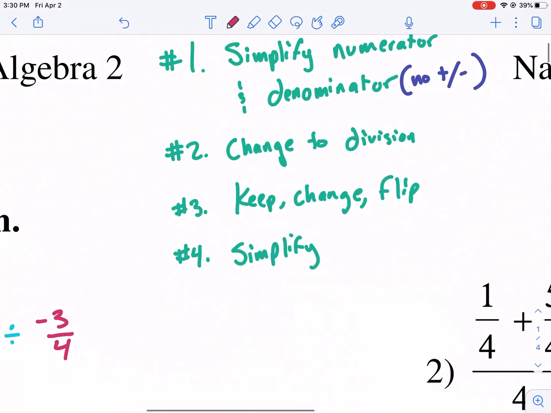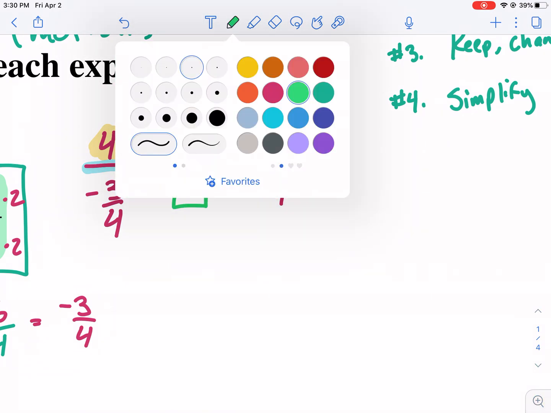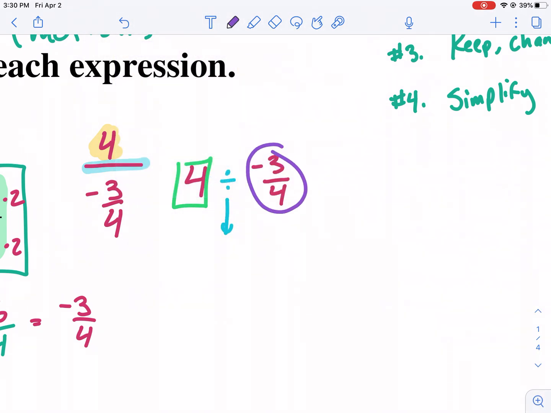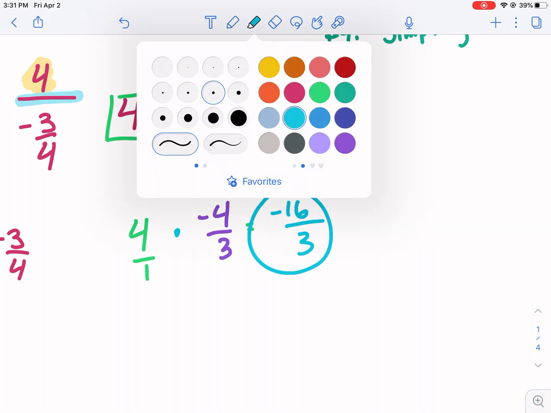So now our final step is to keep, change, flip. That's when we keep the first, we change the second to multiplication, and then we flip the last one into the reciprocal. So this has become negative 4 over 3. This is going to change to multiplication, and this is going to keep as 4. When I'm multiplying fractions, I just multiply the top times the top, the bottom times the bottom, and I get negative 16 over 3. Simplify if I can. This is the most simplified it gets, and there's my final answer.